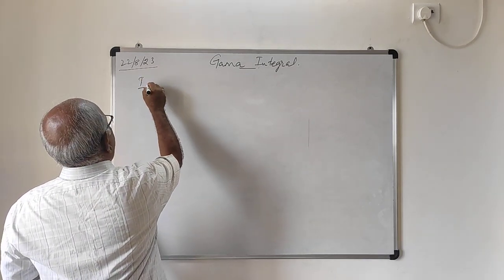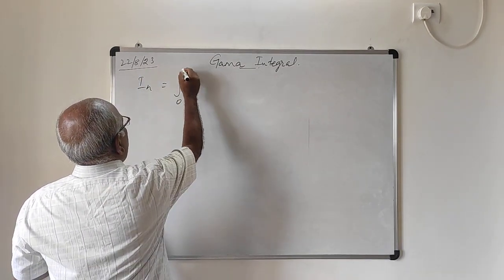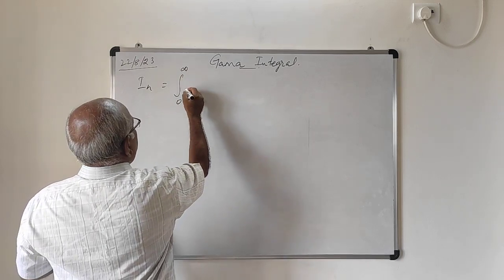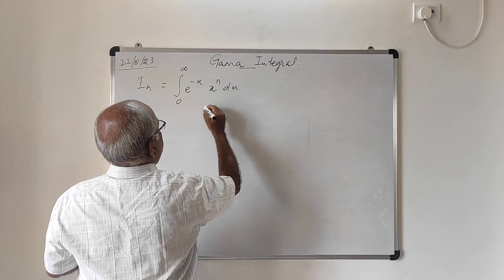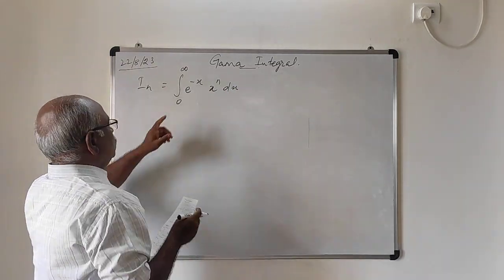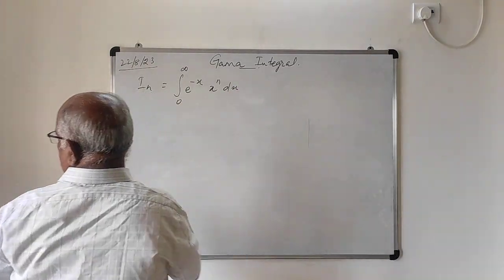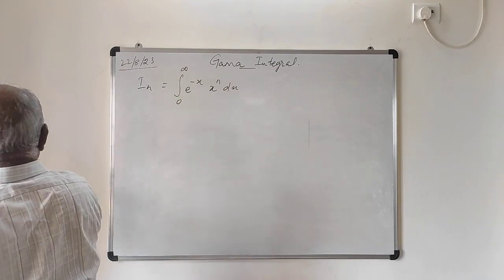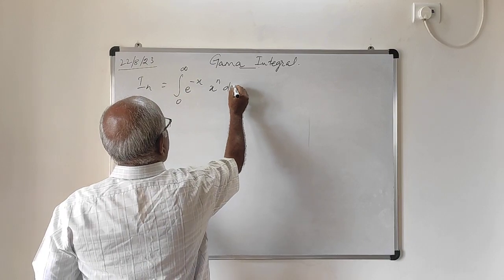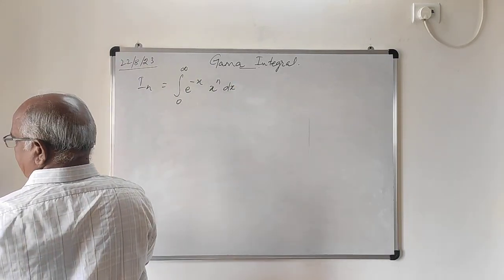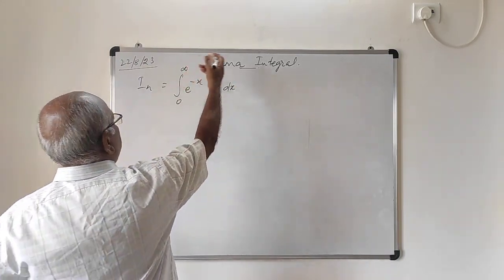the integral I_n equal to integral 0 to infinity e power minus x into x power n dx. You have to evaluate this integral using integration by parts. What do you get? By evaluating this integral, I am going to define the Gamma integral.